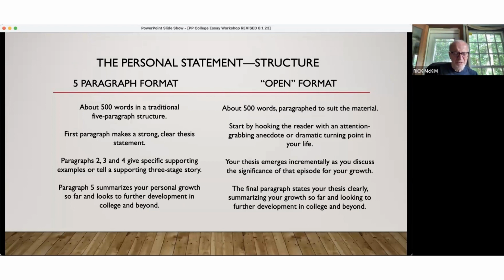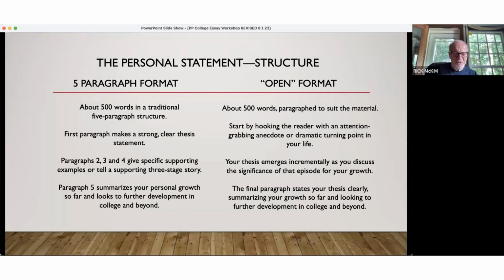Then paragraphs 2, 3, and 4, the middle 3 paragraphs, give either specific supporting examples, one example in each paragraph, or tell a supporting 3-stage story. You can support your thesis with a single story if it's a good story and it has a 3-stage structure that you could split into 3 paragraphs. Or you can discuss 3 specific supporting examples that are separate and represent separate stages of your growth.